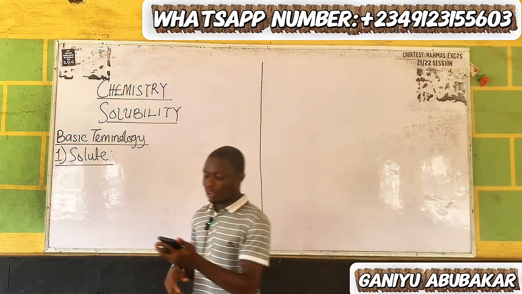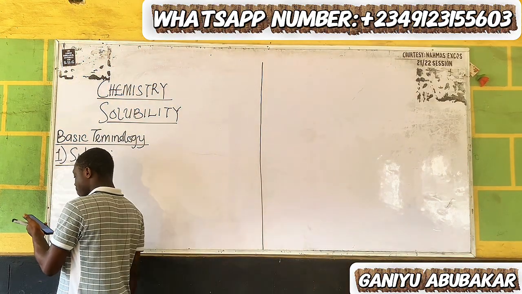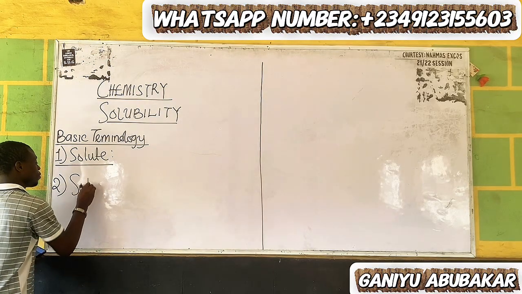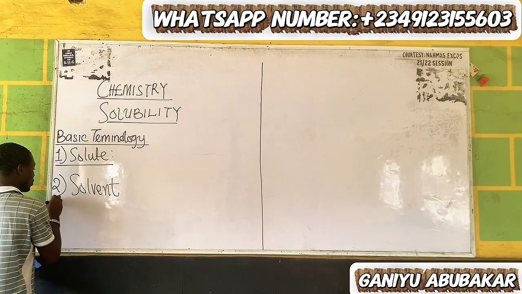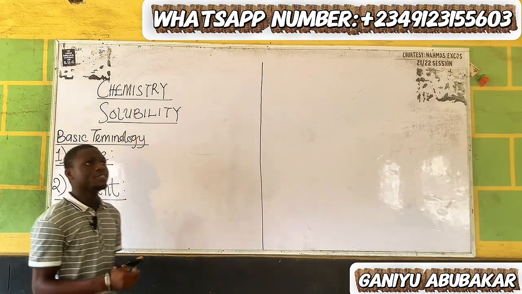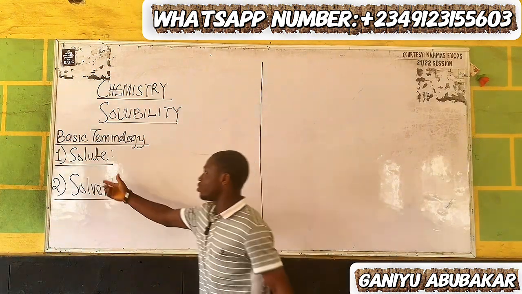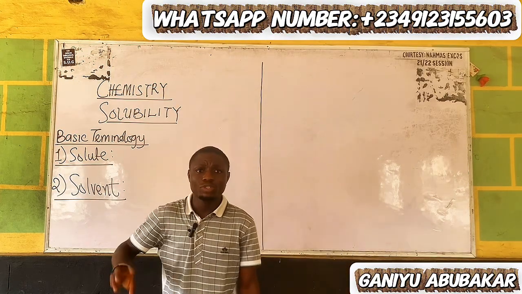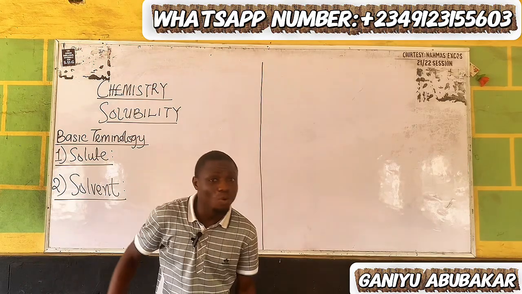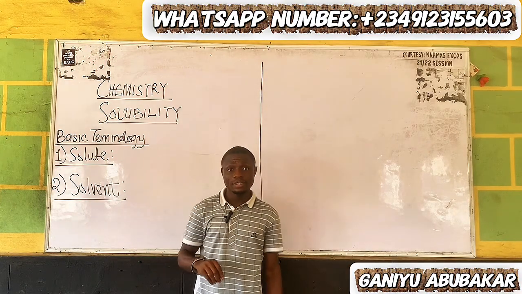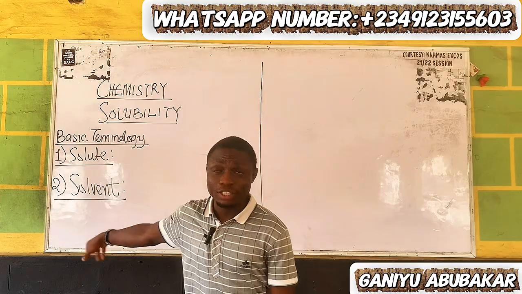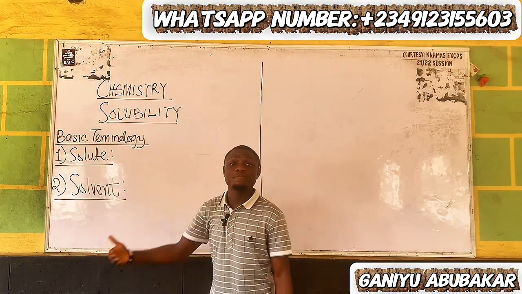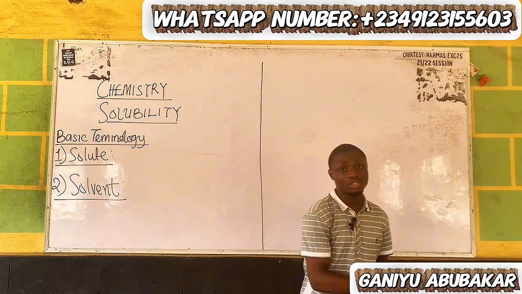Number two, let's look at the concept of solvent. So what is a solvent? When it comes to solute, we said we're using sugar, right? That sugar must be combined with a particular liquid. That liquid is called the solvent. So a solvent is the liquid to which the solute is combined to give a solution.